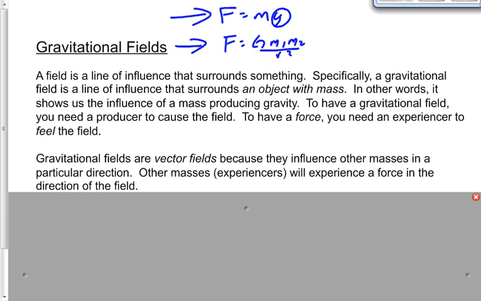Never. The gravitational field is a vector field. It influences this pen and every other object, for that matter, in a very specific direction. Because of that, we call it the vector field. All masses will experience a force in the direction of that field, whether it be a pen or you. We all experience a force in the direction of the field, the vector field.